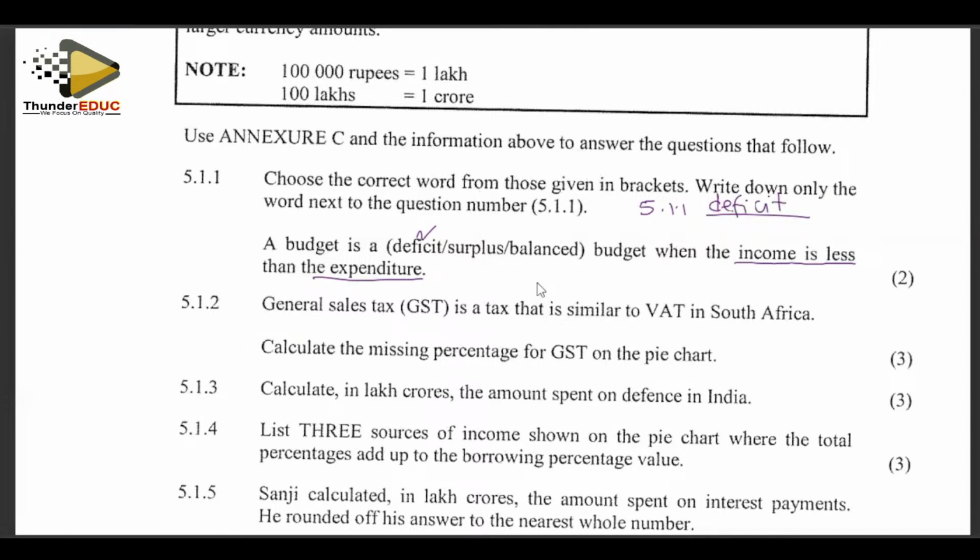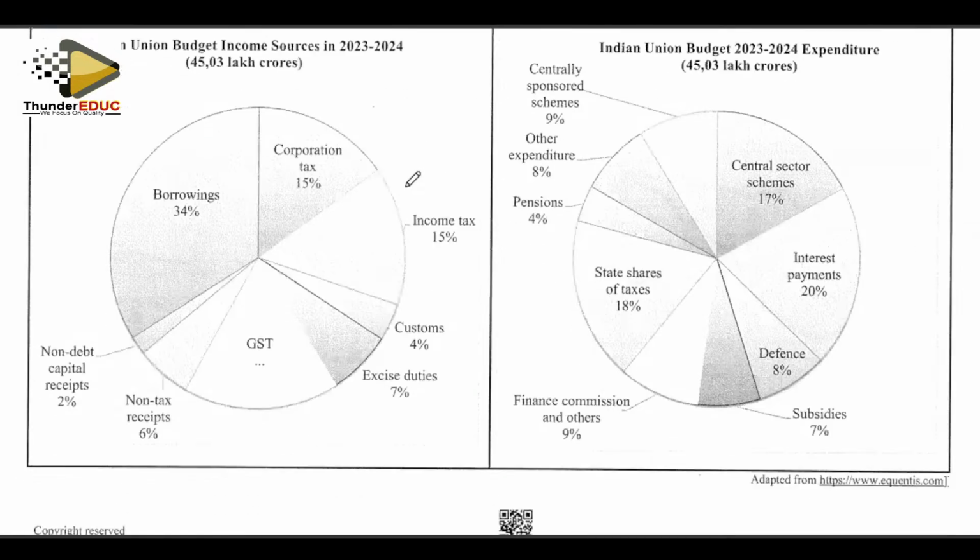All right. The general sales tax, GST, is a tax that is similar to VAT in South Africa. Calculate the missing percentage for GST on the pie chart. First and foremost, go to the pie chart, look for GST. Which side is it? It's this side, it's missing here. Now, another thing, analyze what's given to you. These are percentages, they're not degrees. So these percentages have to add up to 100.